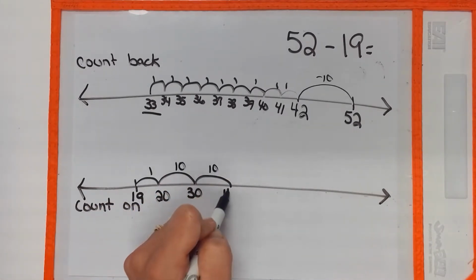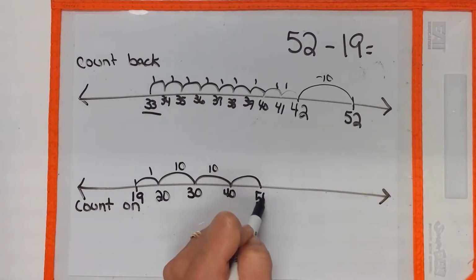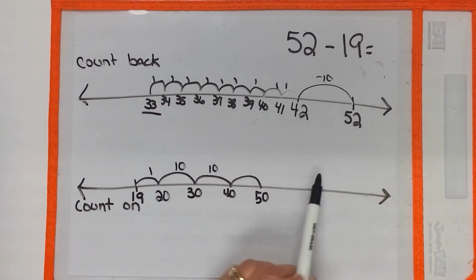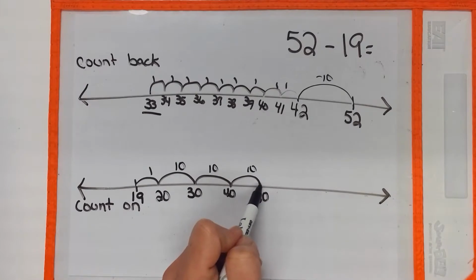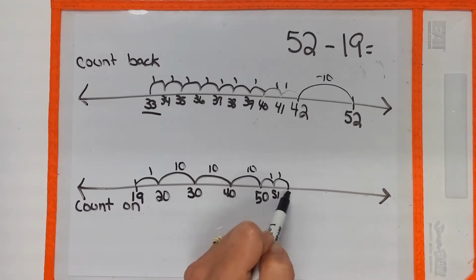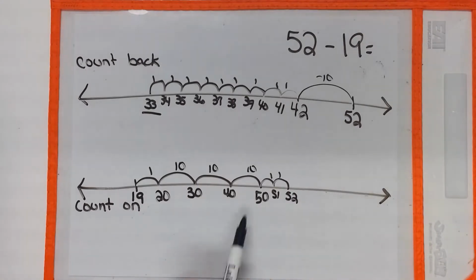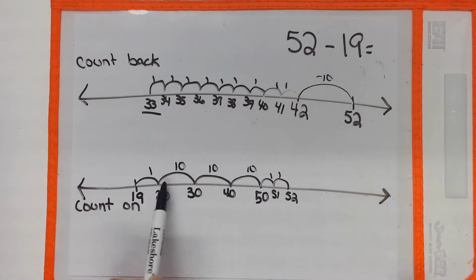This is another 10. I'm at 40. This is another 10. I'm at 50. If I make another 10, I'm going to jump too far. So I either want to back down to 5s, back down to 2s, or back down to 1s. I'm trying to get to 52, so I'm just going to make 2 jumps. 51, 52. Now I need to just count the stuff up at the top of my jumps, and that's going to be my difference between 52 and 19.